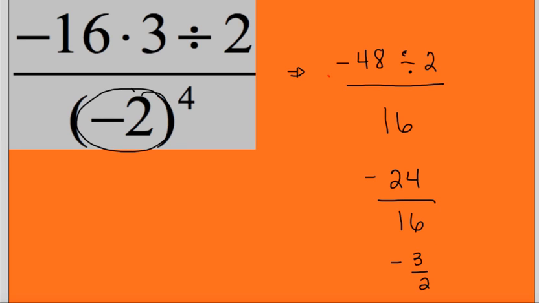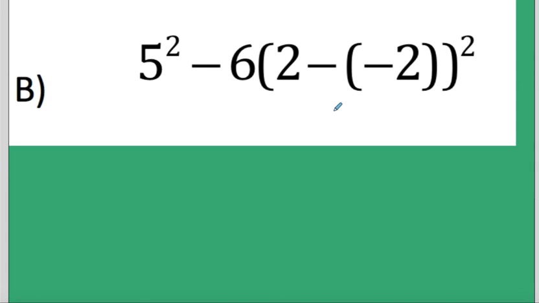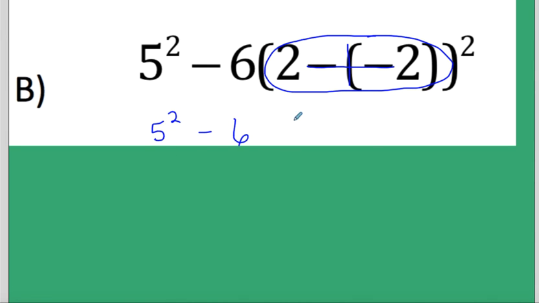Okay, all right, let's look at another example. Here we go. Order of operations tells me I have to do grouping symbols first. So I have to go in here first. So I have 2 minus negative 2. Those two negatives become positive. So that gives me 5 squared minus 6 times 4 squared. Now I deal with my exponents.